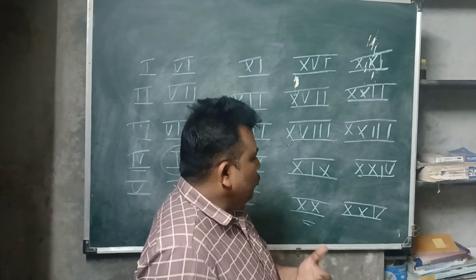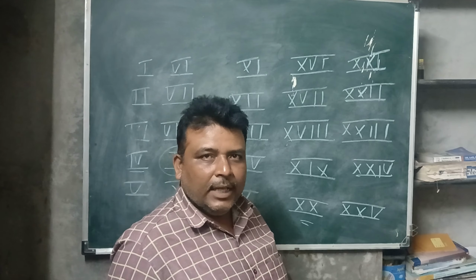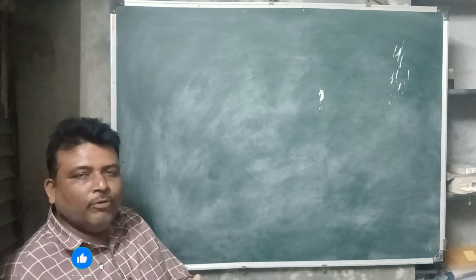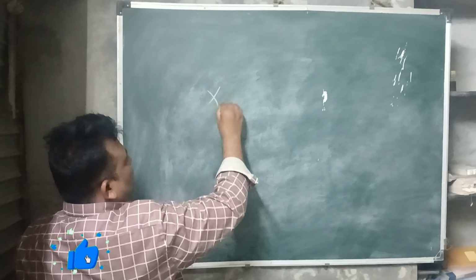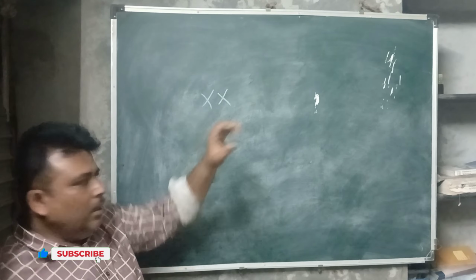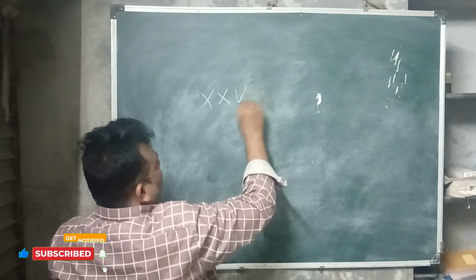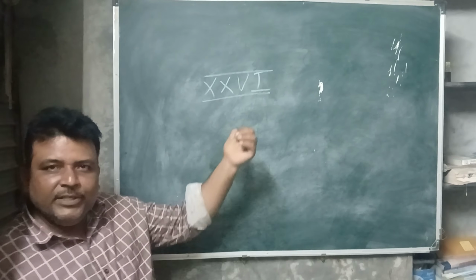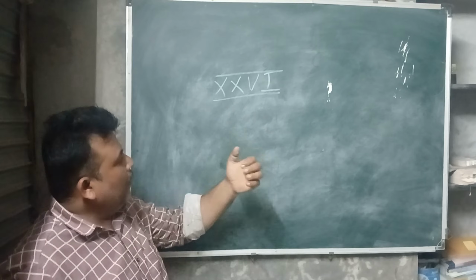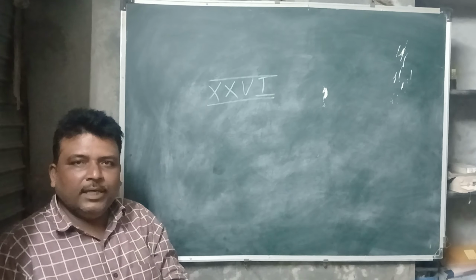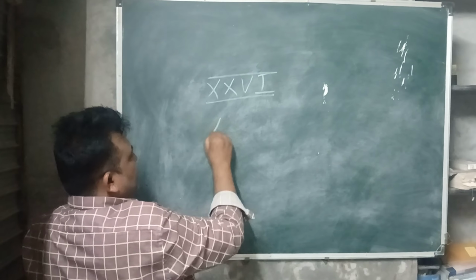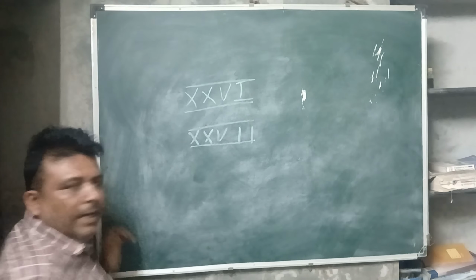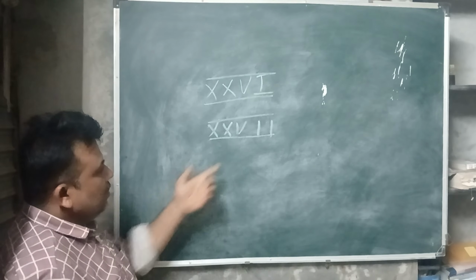Now I will teach you how to write 26, 27 like that. Listen guys, this is 20, right? If I take 5, this will be 25, and 1, so this will be 26. Is that clear? I have told you how to write 26. Now we will write 27. This is 20 and this is 5 and this is 2, meaning it becomes 27.